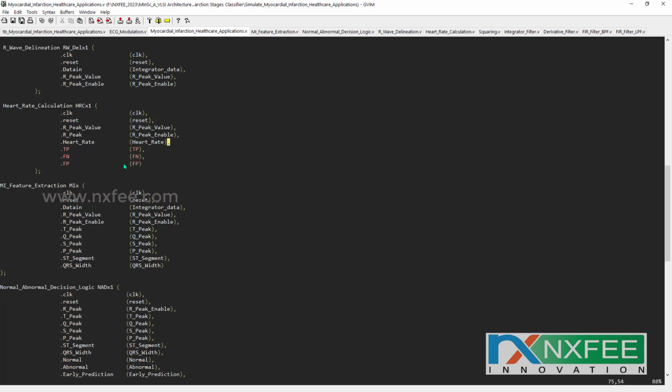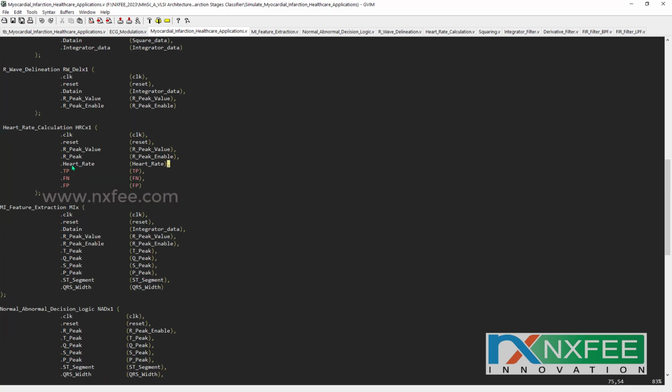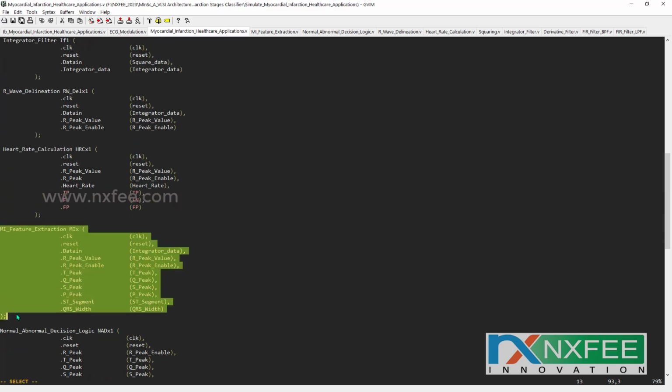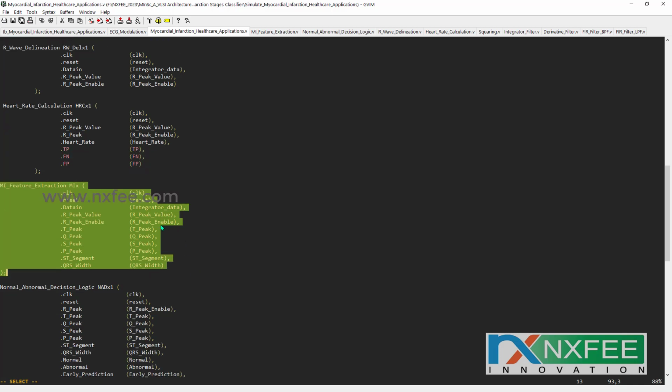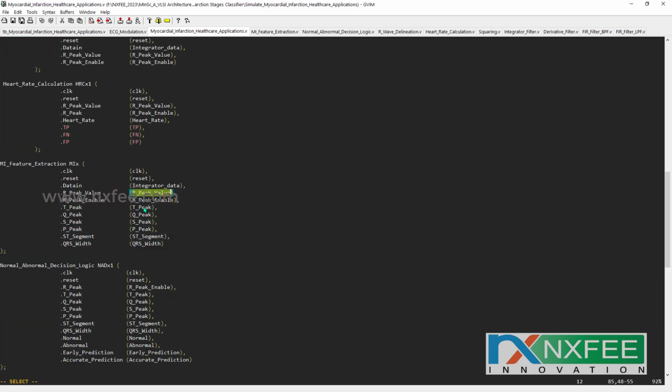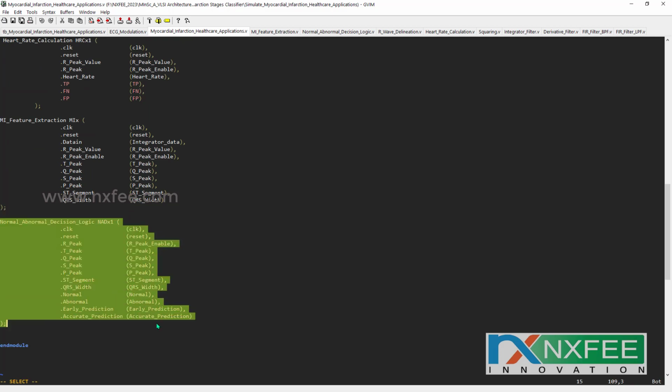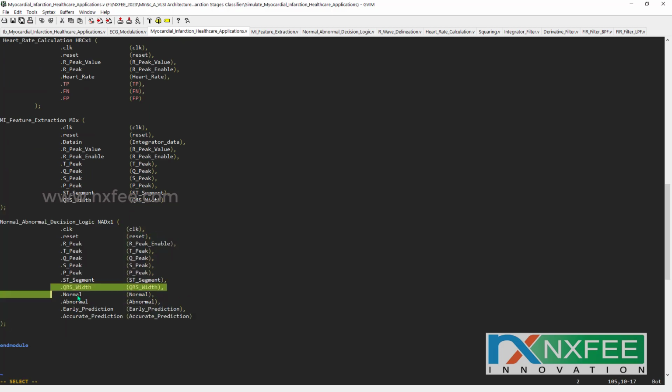After these modules we use the same integrated data, and the MI feature extraction we have developed is for R peak value, T peak, Q peak, S peak, P peak, ST segment, and QRS width. After that we have come up with a decision logic, which gives the final output.